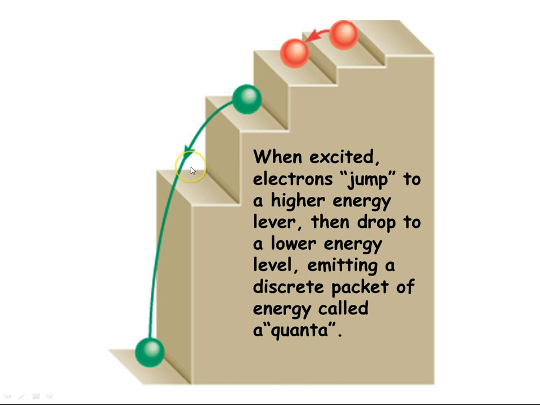It releases the energy as it falls, and that energy is emitted as a packet of energy called a quanta, almost exclusively in the form of photons. Okay? You can actually calculate the amount of energy being emitted by an electron moving from a higher to lower energy level. Energy equals Planck's constant times the frequency of the energy being released, the photon being released.